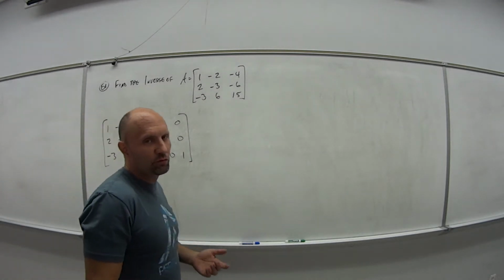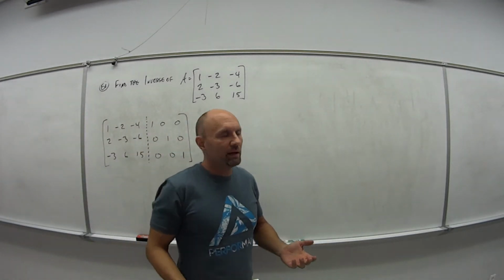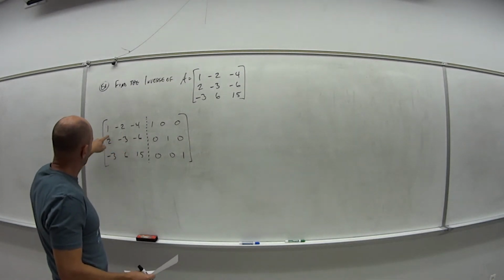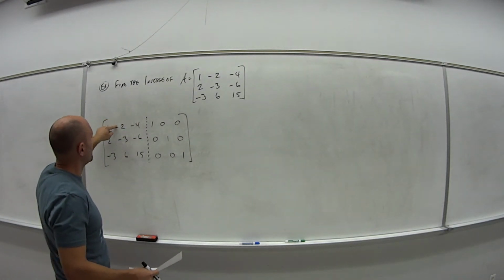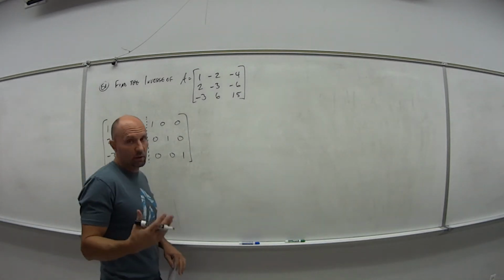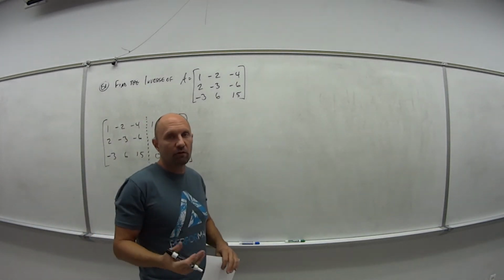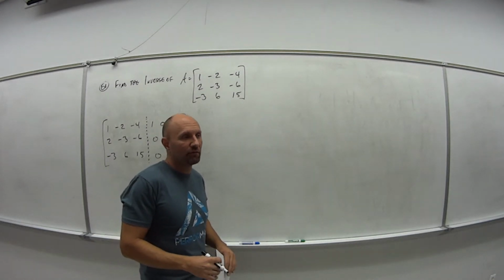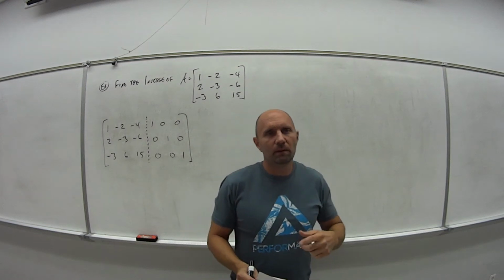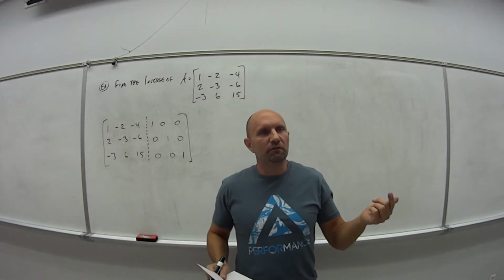So just as when I was doing reduced row echelon form, I wanted 1s on the diagonal, 0s in the lower corner, 0s in the upper corner. I want to do the same thing here. And if you want to hit pause and try it, see how far you get, see if you get to the end, that's fine.